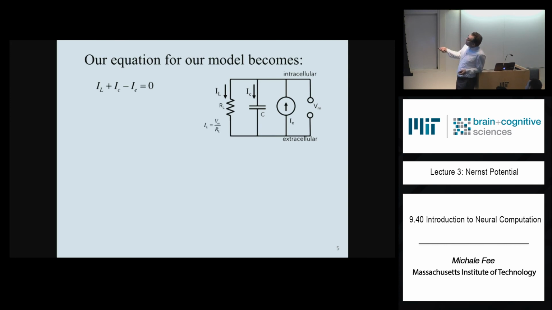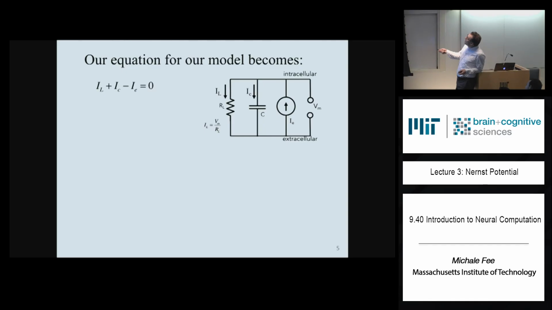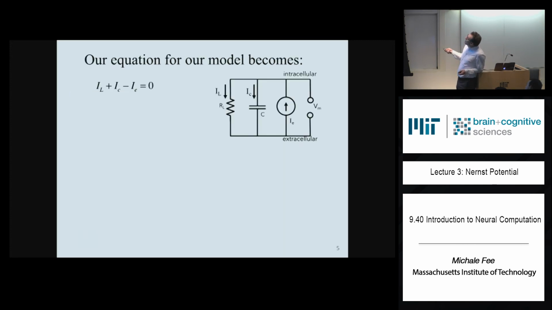We substituted for the leak current the expression from Ohm's law. So into this part of the equation, we substitute Vm over R sub L. And I apologize for the slight inconsistency in notation here. Sometimes I'm using Vm and sometimes I'm using V. I'll try to fix that. But Vm is the same as V in what you've seen so far.